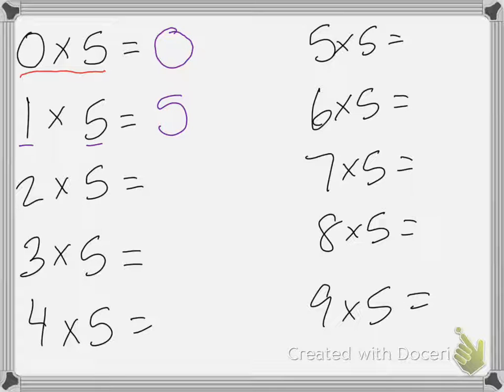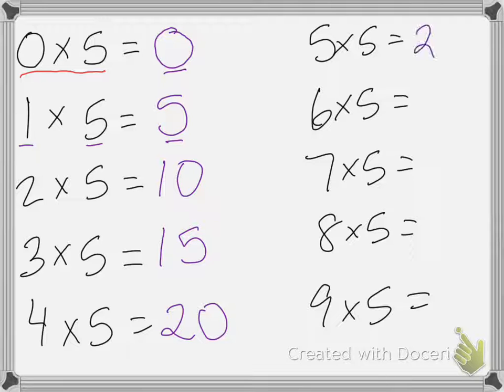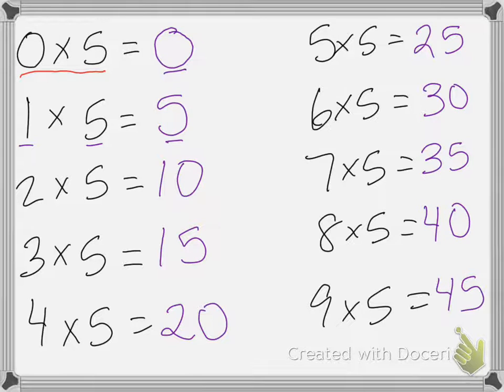So 0 times 5 is 0, 1 times 5 is 5, 2 times 5 is 10, 3 times 5 is 15, 4 times 5 is 20, 5 times 5 is 25, 6 times 5 is 30, 7 times 5 is 35, 8 times 5 is 40, and 9 times 5 is 45.